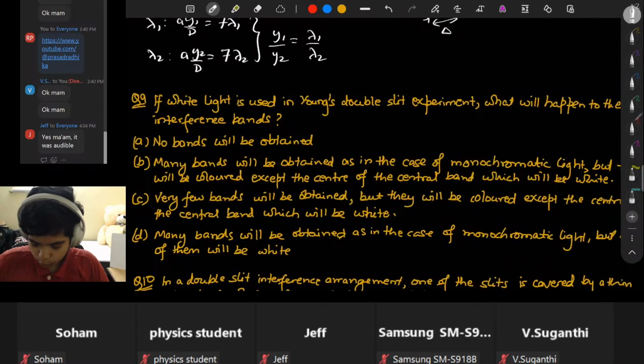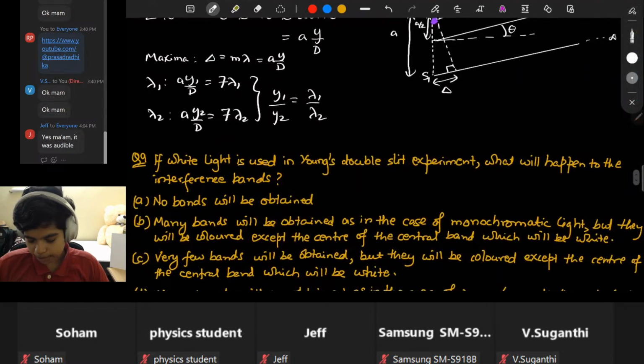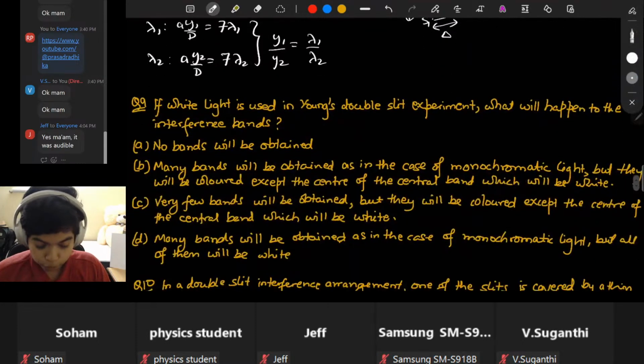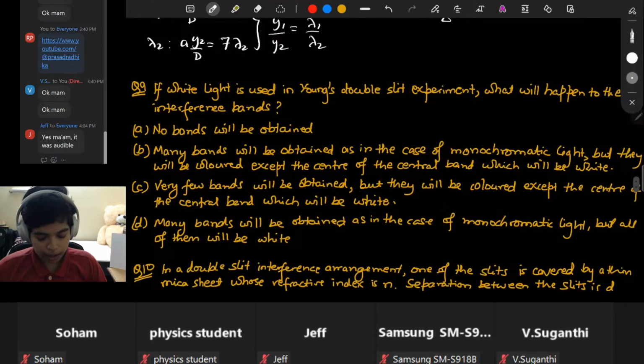So this question is about Young's double slit experiment with white light. If white light is used in Young's double slit experiment, what will happen to the interference bands? Options are: no bands will be obtained, or many bands will be obtained as in the case of monochromatic light, but they will be colored except for the central band which will be white.